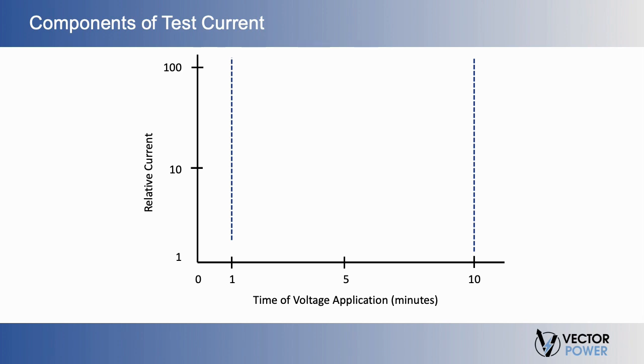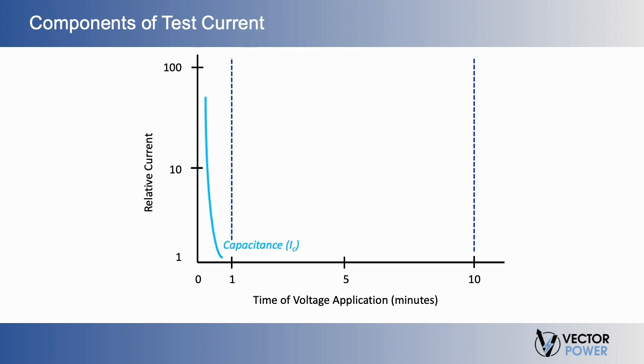Let's talk about the components of test current. If we apply a test voltage across a piece of insulation, then by measuring the resultant current and using Ohm's law, resistance equals voltage divided by the current, we can calculate the insulation's resistance. Unfortunately, more than one current flows, which tends to complicate matters. The total current that flows during an insulation resistance test is made up of three main components.